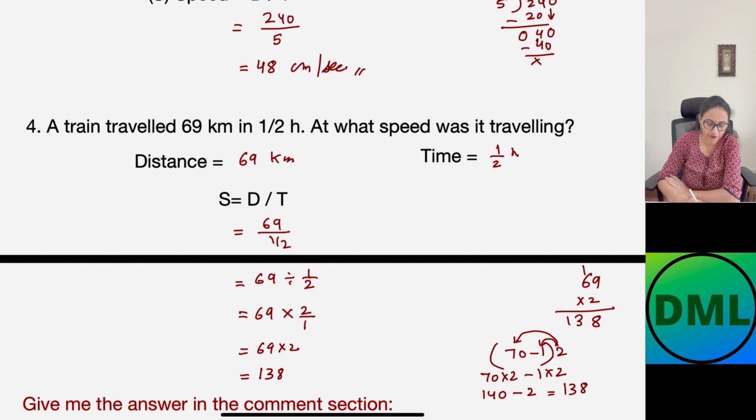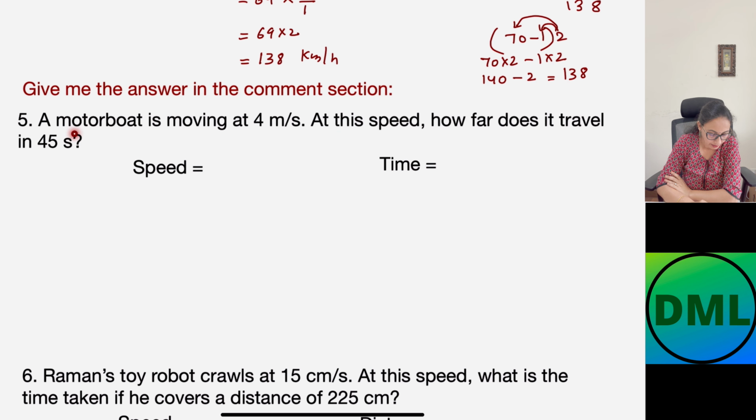What will be my unit for the speed? This will be in kilometer and this will be in hour. So my speed unit will be kilometer per hour. That will be my answer. The next question you have to solve and give me the answer in the comment section. Let's see the question. A motorboat is moving at 4 meters per second. At this speed, how far does it travel in 45 seconds? Give me the answer in the comment section.